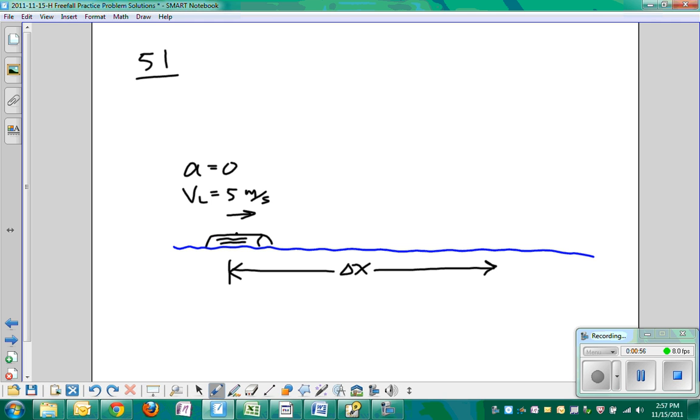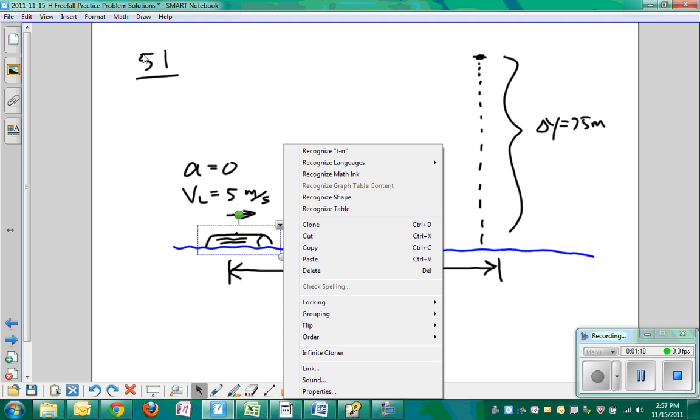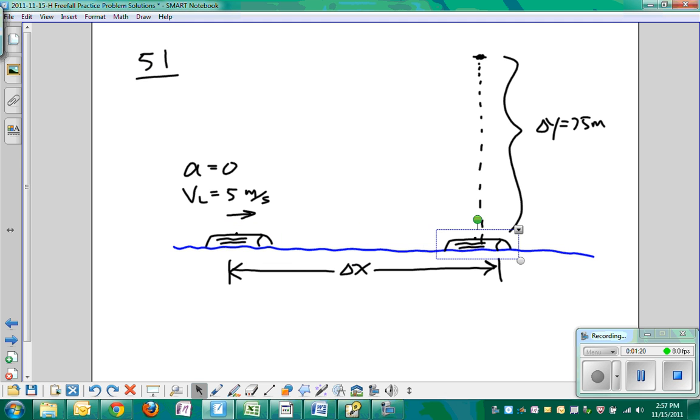All right, and as it turns out, we're up here on the bridge, 75 meters high. Delta y is 75 meters, and we're going to drop a rock, and we're going to time it so that the rock comes down and hits the log right here. Move the log here. Now it's going to hit the log when the log is directly underneath it.